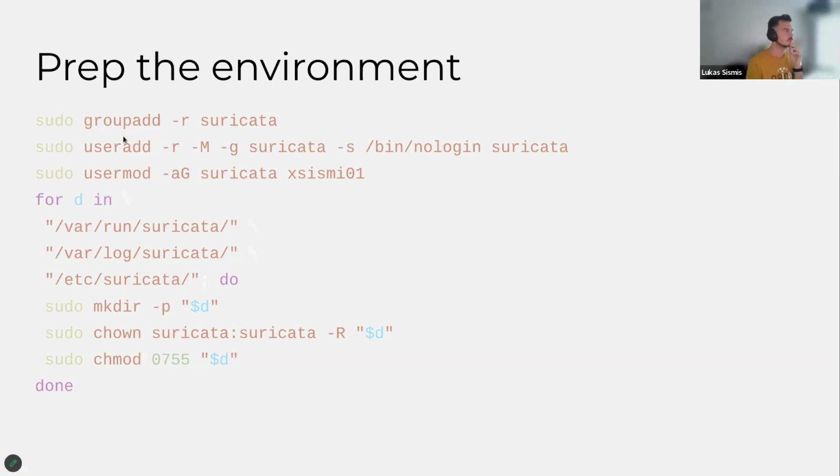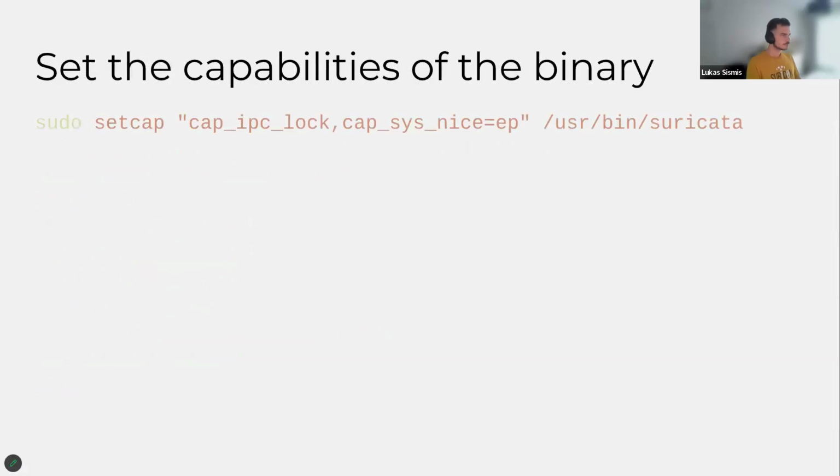Basically, in the first 2 lines is the usual creating a Suricata group and Suricata user. Then in the for loop, we are making sure that the general Suricata directories are accessible by or owned by Suricata user. That's pretty easy. Then what is different is the actual configuration of capabilities on the binary.